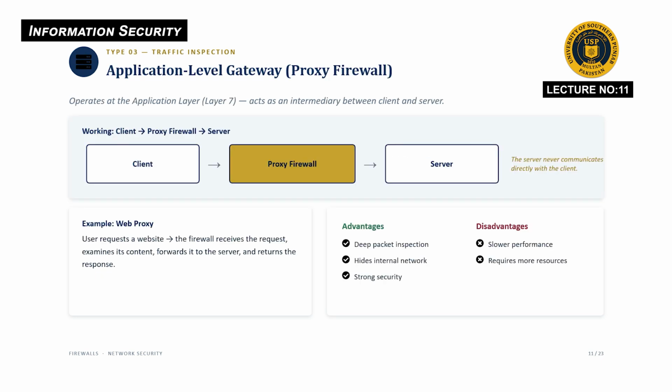Application level gateway, also called a proxy firewall, works at the application layer. It acts as an intermediary between the client and server.